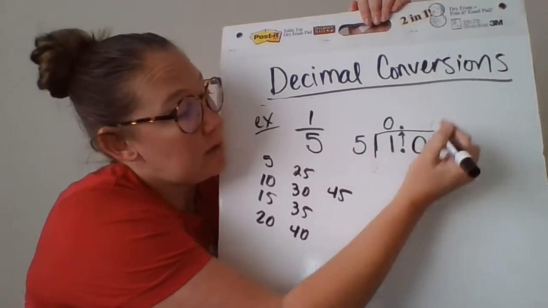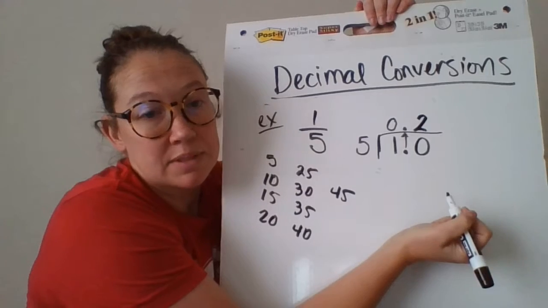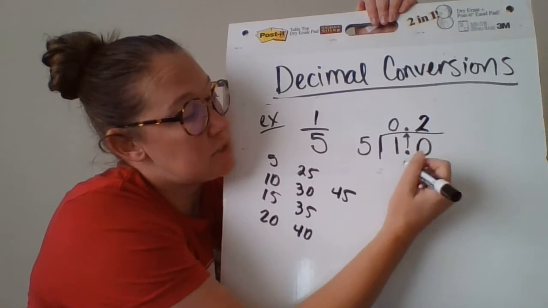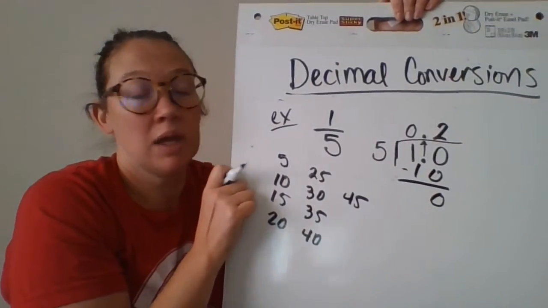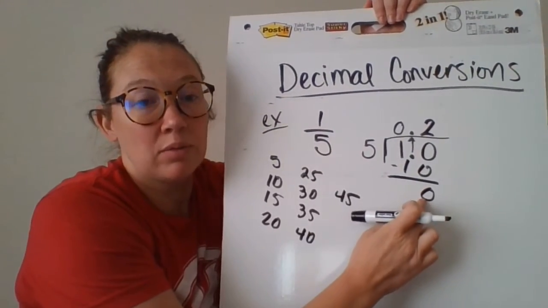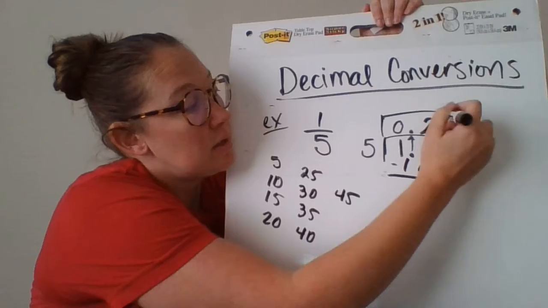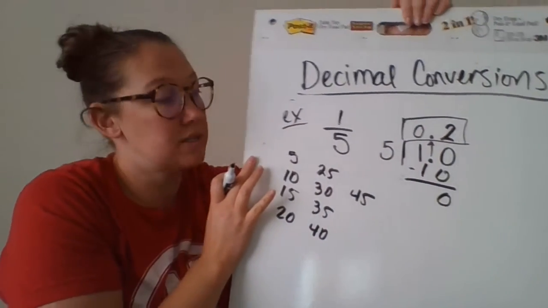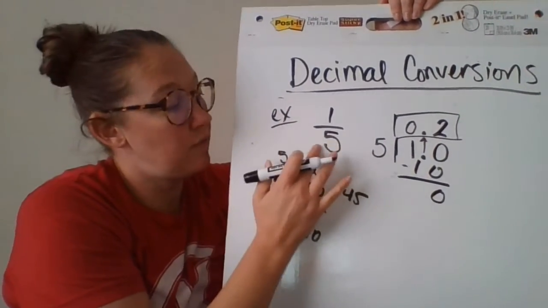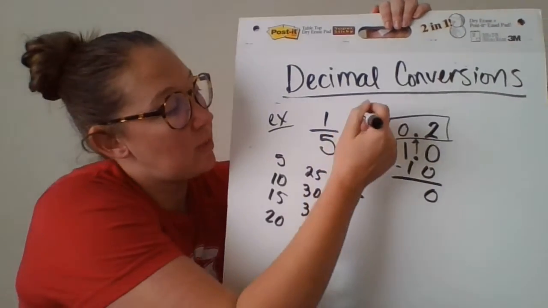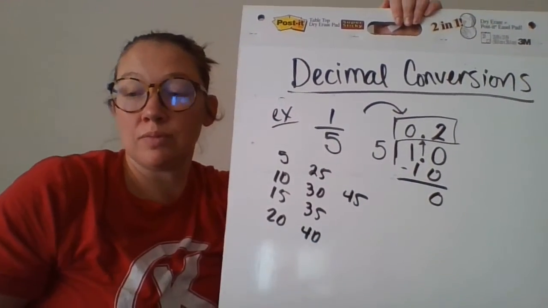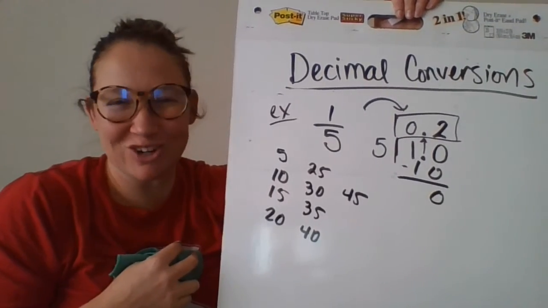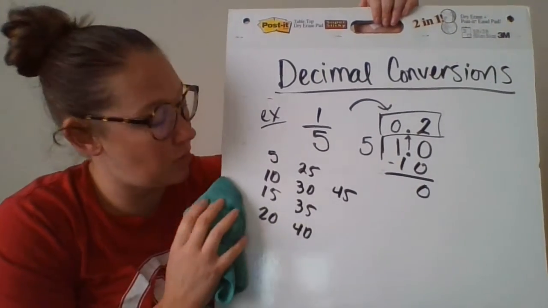5 fits into 10 2 times. Well, 5 times 2 is 10. I subtract that out, and I'm done with a remainder of 0. Once you hit that remainder of 0, you're finished. That answer is 0.2. So 1/5, the decimal equivalent is 0.2. That was a pretty easy one. I wanted to start you off easy. Now I'm going to do a tougher one.